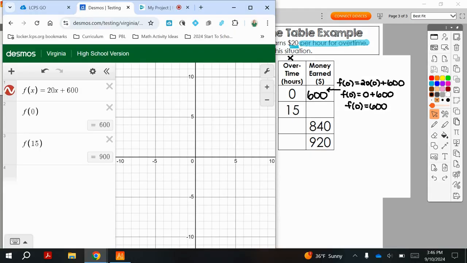In Desmos, I put the function we wrote in step number 2, f of x equals 20x plus 600. Underneath that, to solve for the y values given the x values in my table, I put them in parentheses to replace the x. So f of 0 gave me the 600 we just solved for by hand in our table. And the next one in our table, I see I still have an x value of 15. I plug it in parentheses, and I get 900 as my output y value here. So as you can see, Desmos is going to go ahead and do the work for us.